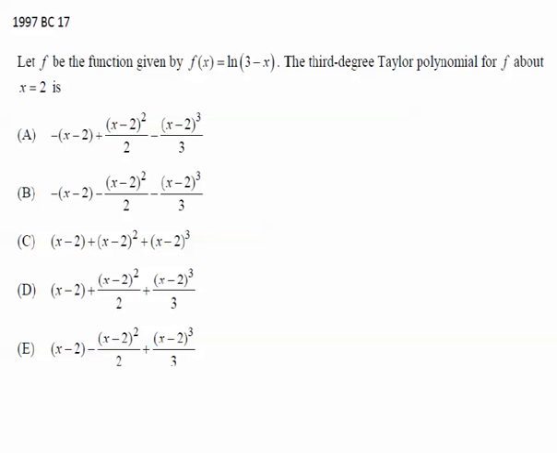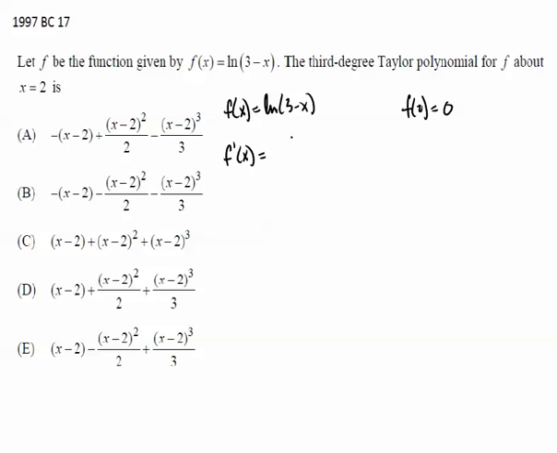Now, I'm not sure if ln of 3 minus x is something that we would be able to know off the top of our head, but let's go through what we would do in the event that we don't know. So we start off with f of x is equal to ln of 3 minus x. And at x equals 2, f of 2 is equal to ln of 3 minus 2, which is ln of 1, and that is 0. So then let's find the first derivative of that.